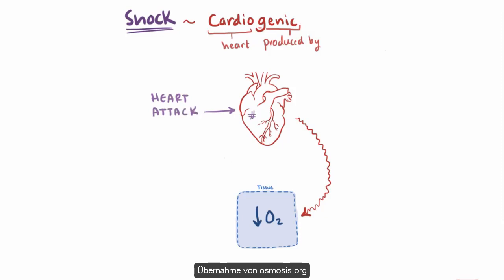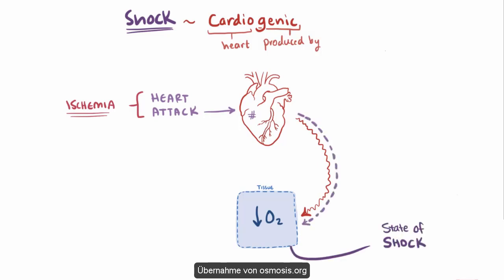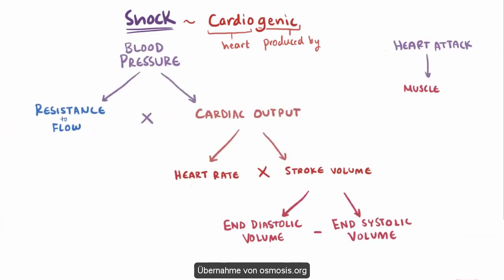Hold on a second though. Didn't I say at the beginning that was more along the lines of localized ischemia? Well, the heart attack itself reflects ischemia, right? But these effects of the initial cardiac damage eventually lead to a state of shock. When the heart's muscle cells die, it can't contract as hard, which means the amount of blood pumped out, or stroke volume, goes down, and therefore cardiac output goes down as well.